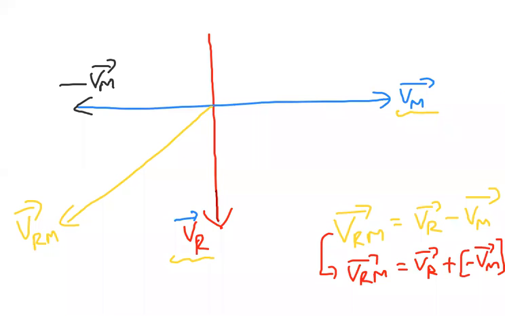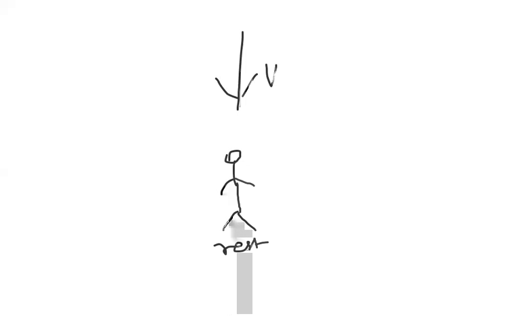Let us take generally, what is Vrm bar? The relative velocity of rain with respect to man. The man is moving like this, rain is falling down like that. But the man feels that rain is coming in this way towards him. Suppose man is at rest. When man is at rest, what will happen? If rain is falling vertically down, he feels yes, rain is falling vertically down only.